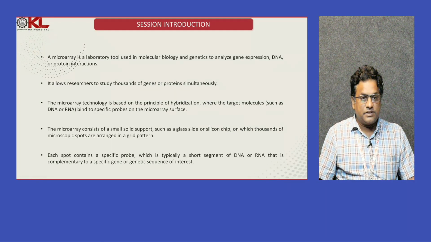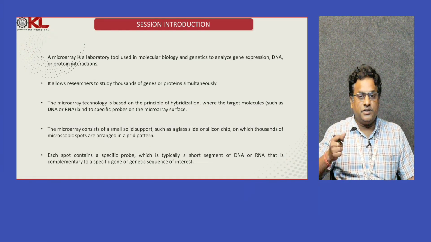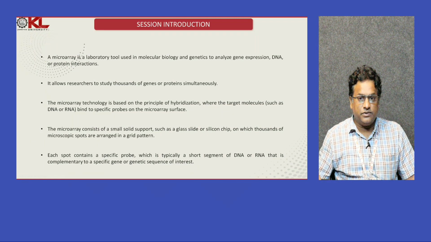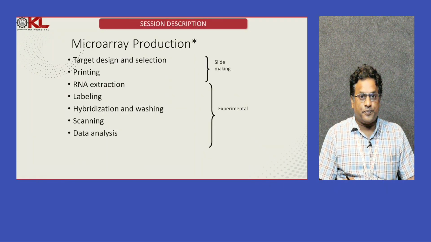A microarray consists of small solid supports such as a glass slide or silicon chip, with microscopic dots arranged in a grid pattern. Each spot consists of a specific probe, which is typically a short segment of DNA or RNA that is complementary to the specific gene or gene sequence of interest.